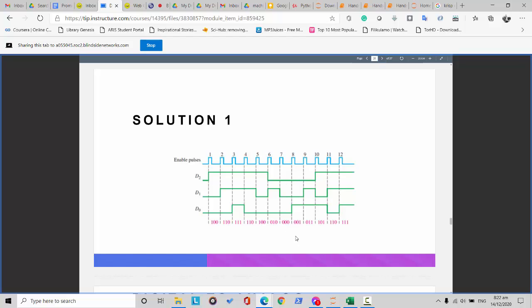But it is actually represented in terms of different bits here. In terms of D0, D1, and D2, they are represented in different ways. It's represented in terms of just typical zeros and ones. So that's the solution to problem number 1.